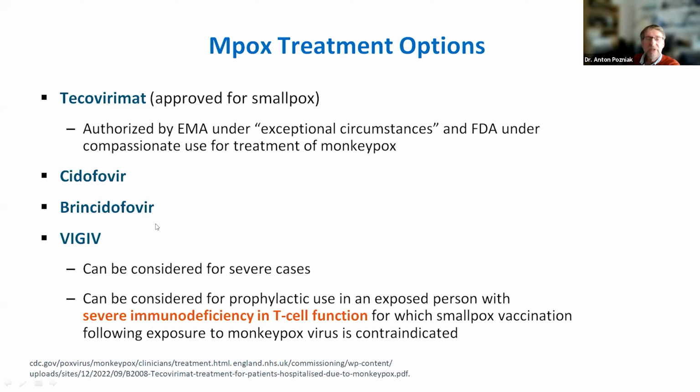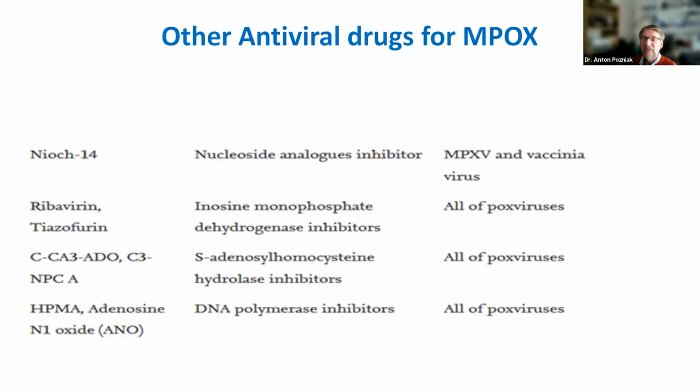And then there's the vaccinia immunoglobulin, which can be considered also for severe cases and maybe for people who've got severe T-cell dysfunction, which HIV patients have, following exposure. So there are some other antivirals in development. Here they all are. And it's interesting to see HPMA, which some of you may remember was used in HIV, and ribavirin here, which has been used, of course, mainly in hepatitis.